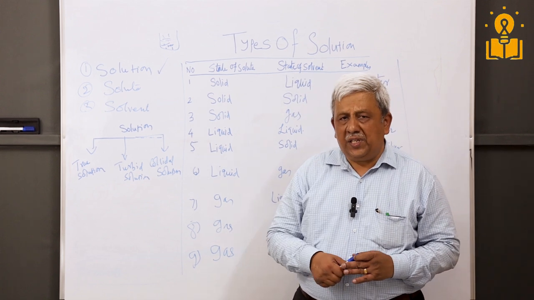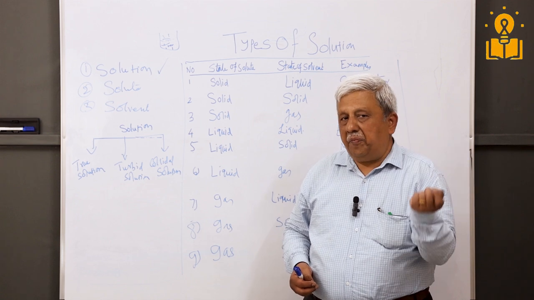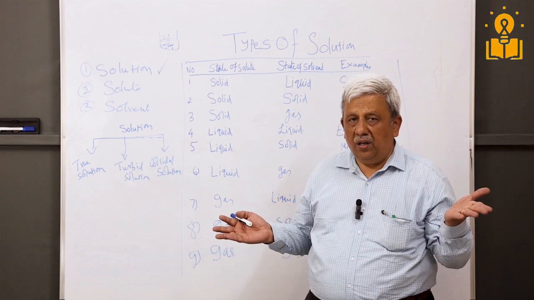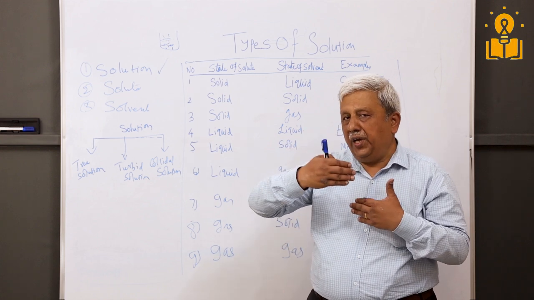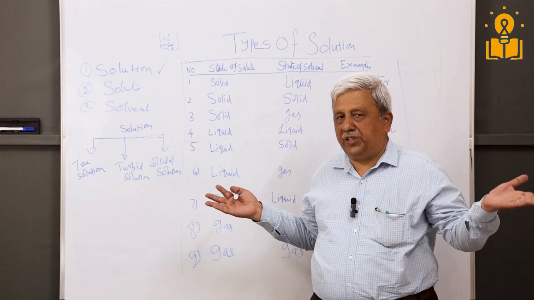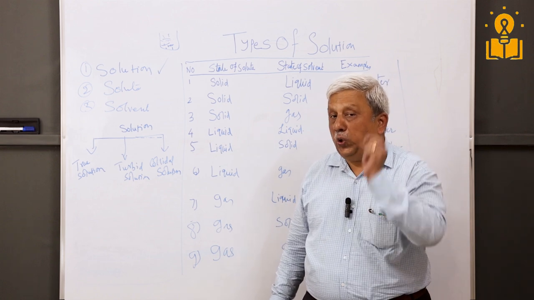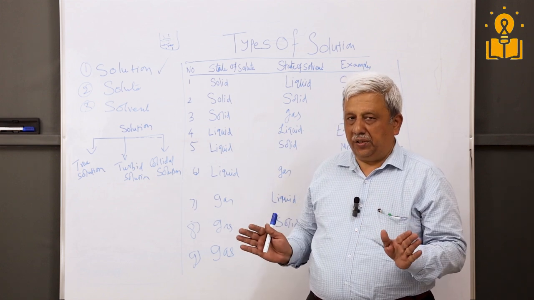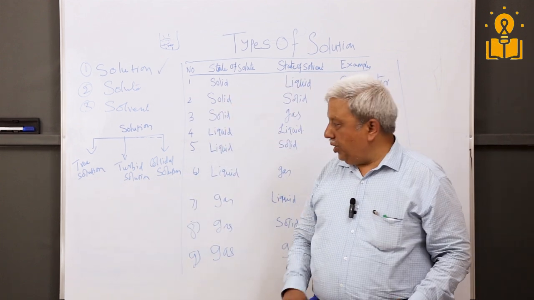Another example, lemon squash. Can you identify whether lemon juice is there and sugar is there? No, we can't do that. It is the same material, only one material, in which we cannot distinguish which is lemon and which is sugar, which is liquid and which is solid. We cannot differentiate. So a true solution is that solution in which solute and solvent cannot be differentiated from each other.